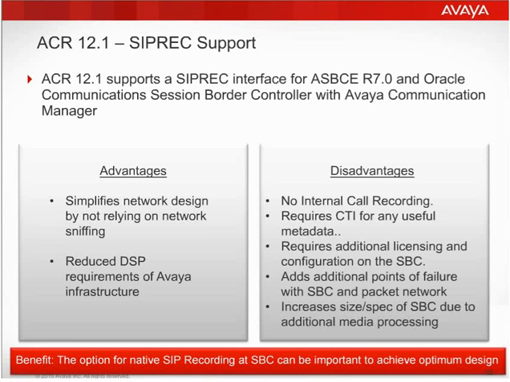The advantages of SIPREC include simplified network design, primarily because unlike passive IP recording, SIPREC does not rely on sniffing span or mirror ports. Also, in large deployments, the overall number of DSP resources required by DMCC is reduced. The disadvantages of SIPREC include the inability to record internal calls, limited call information made available by the SBC makes CTI a prerequisite, and additional licensing and capacity planning requirements on the SBC.